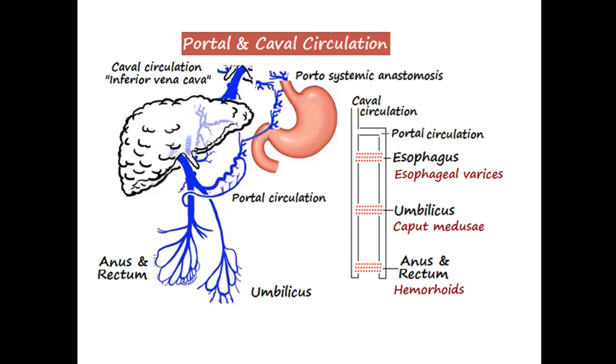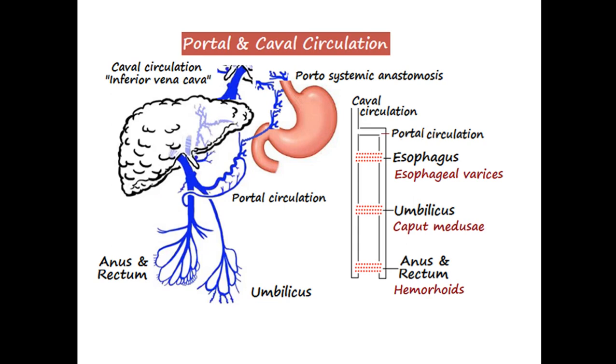Automatically, when the pressure in the portal vein is increased, then the pressure in the caval system, what will happen is that through these communications and through these anastomosing channels, the blood will start flowing into the venous blood of the caval circulation. So one point that is situated at the distal end of the esophagus is responsible for esophageal varices.